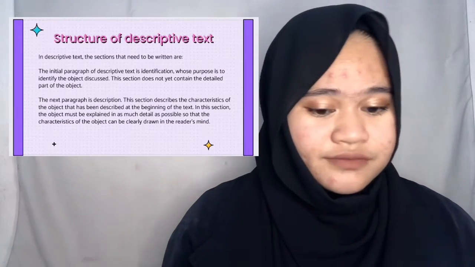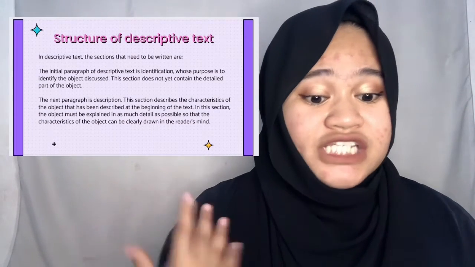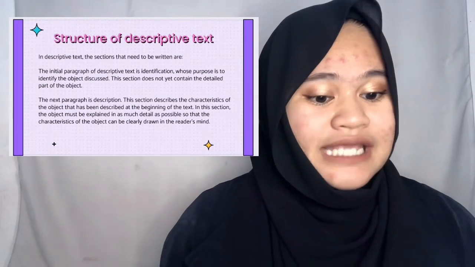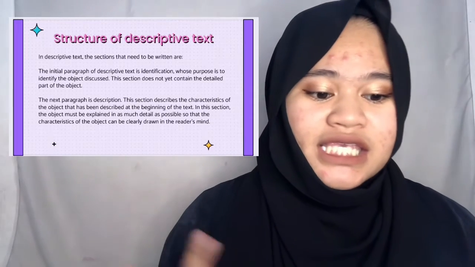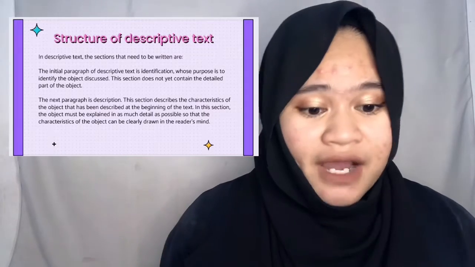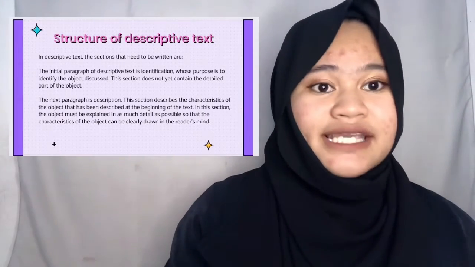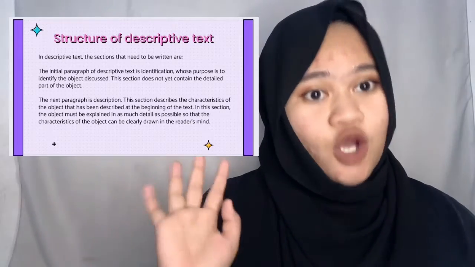Let's move to the next slide. What about the structure of descriptive text? There are 2 structures in descriptive text. The first one, the initial paragraph, is identification, whose purpose is to identify the object discussed. This section does not yet contain the detailed parts of the object.